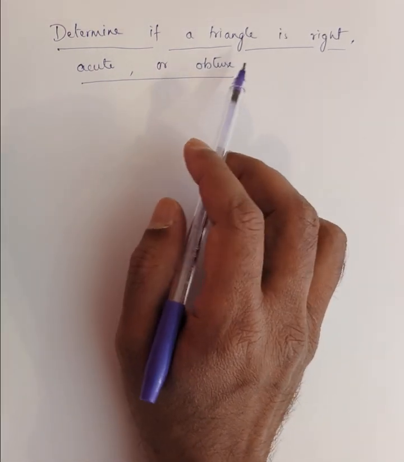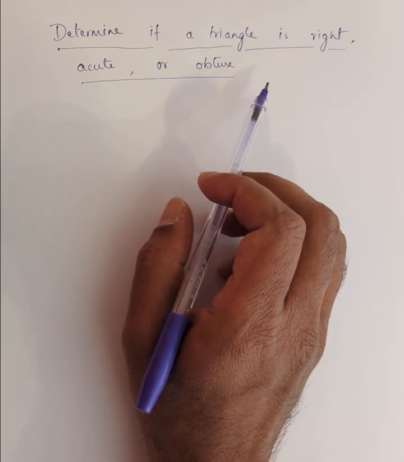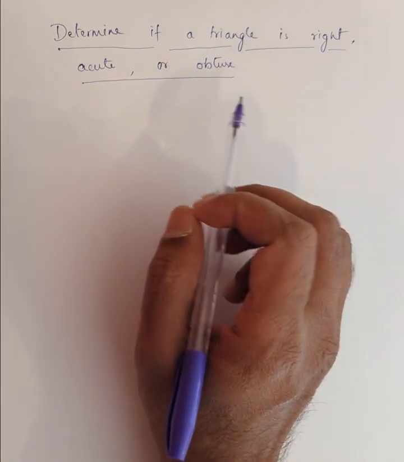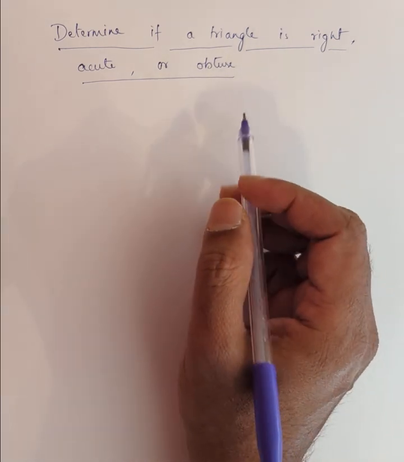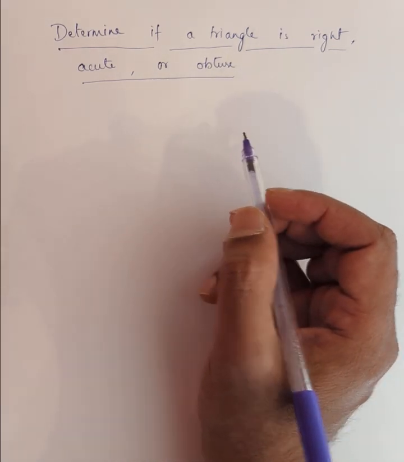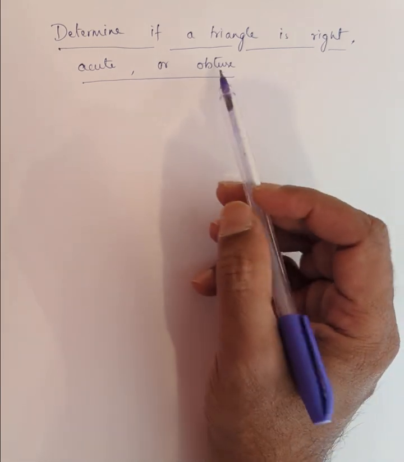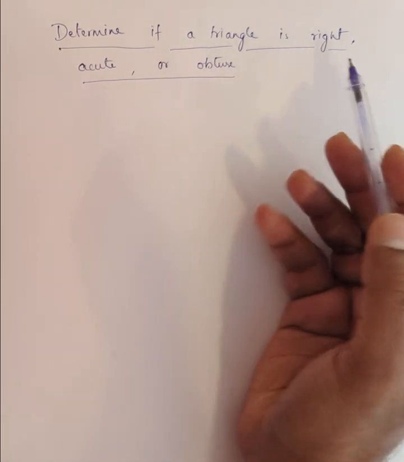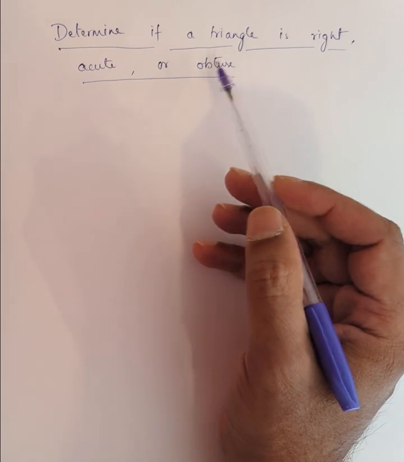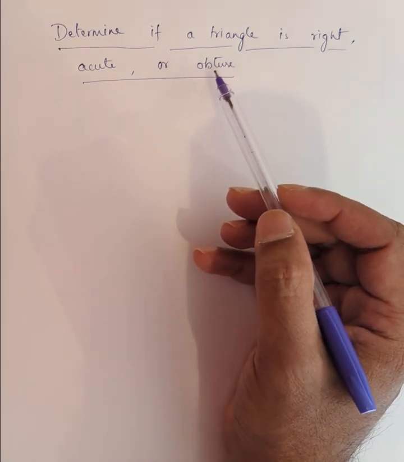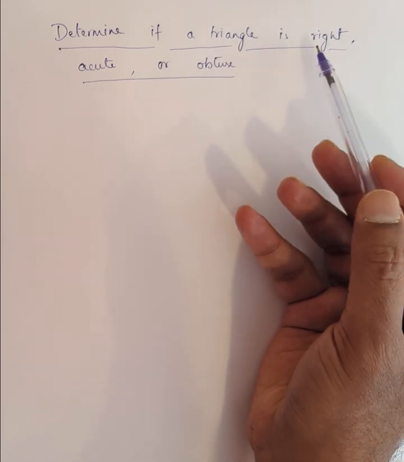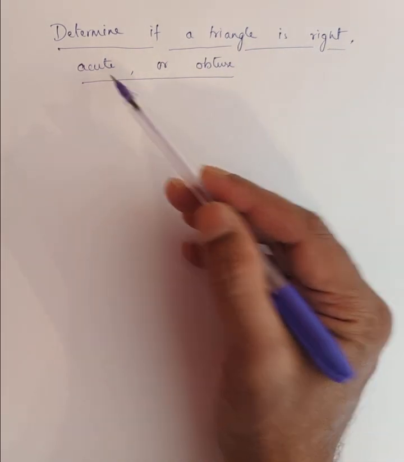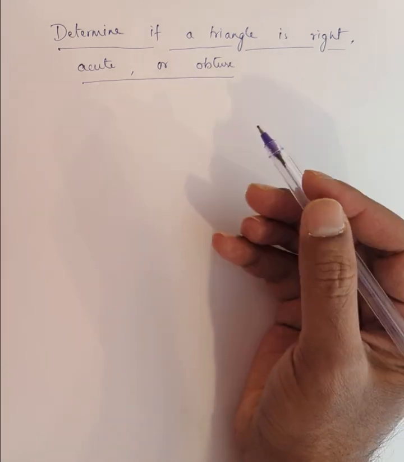Sometimes we are given just the side lengths of a triangle, and we are asked to determine if it's a right, acute, or obtuse triangle. Now, let's say all the sides are not going to be equal for sure, because if all the sides are equal, then it's going to be an equilateral triangle, and it's going to be an acute triangle. So there's nothing to be done there.